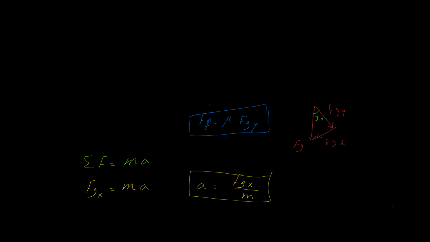Okay, now let's say we have a ramp with an angle of 30 degrees and the mass is equal to 10 kilograms. We are also given that mu is equal to 0.5. And then we are asked for the acceleration of the object going down the ramp.